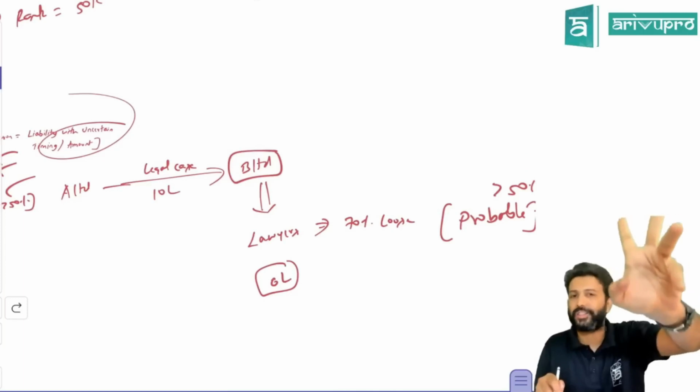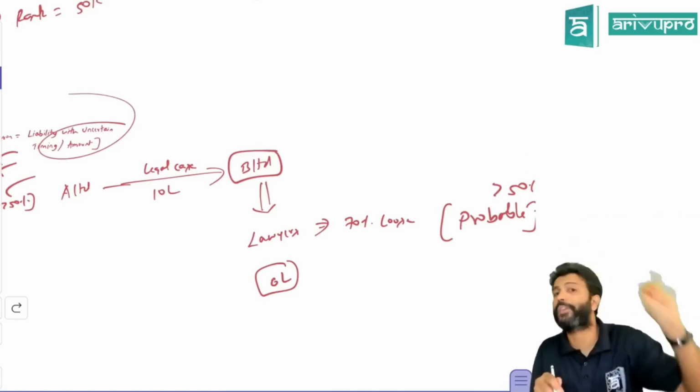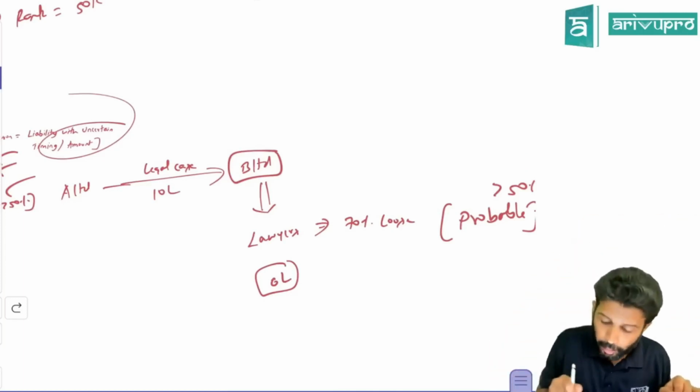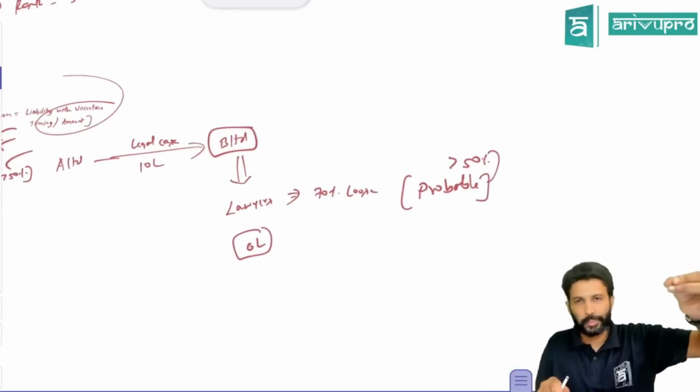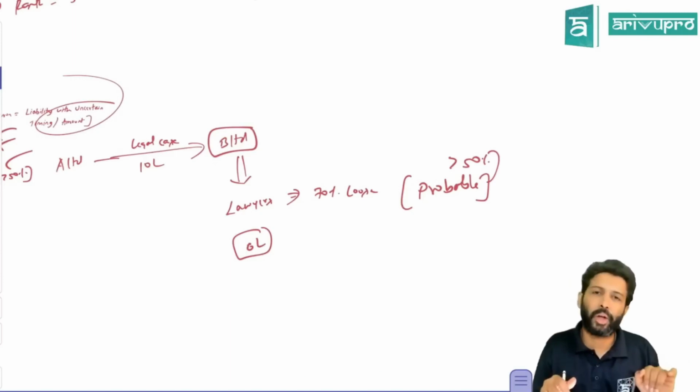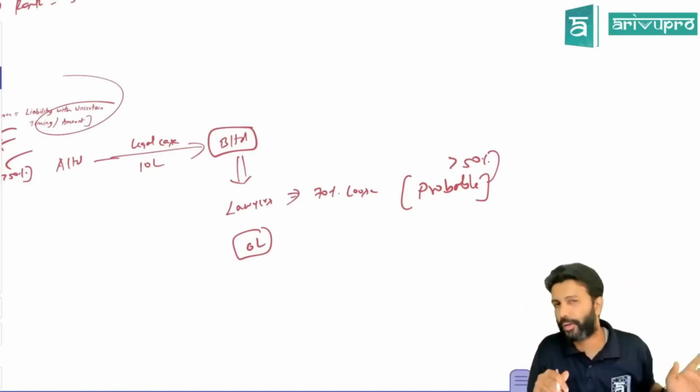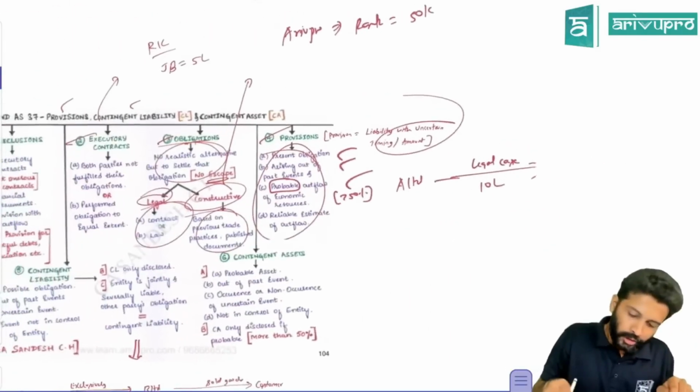Present obligation arising out of past event, probable outflow of economic resources. Do remember the word probable. Probable means more than 50% chance of the outflow. If the chance of outflow is more than 50% and you can reliably estimate the outflow, if all are satisfied, recognize the provision. Like that.